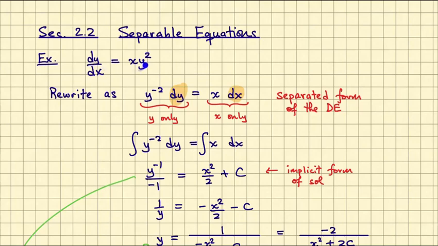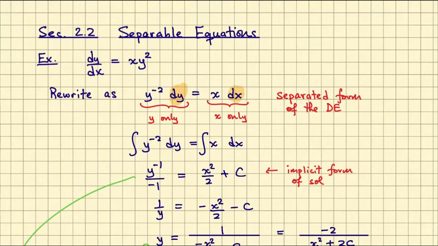So let's just look at an example. Let's consider the differential equation dy over dx equals x times y squared. What we want to do here is try to separate all the y's from all the x's in a multiplicative way. What I mean by that is we'd like to get this x and this differential dx together, and we'd like to get this differential dy together with y squared.